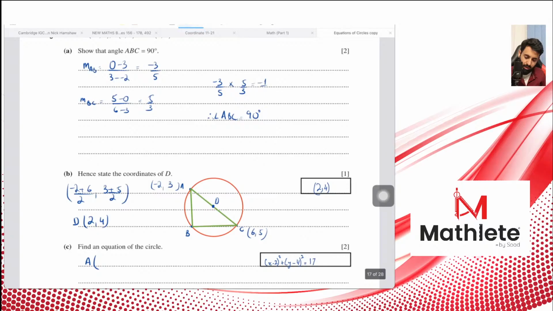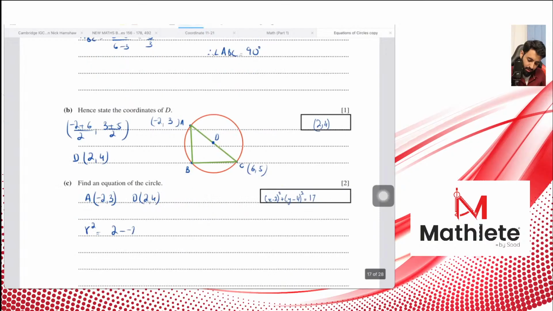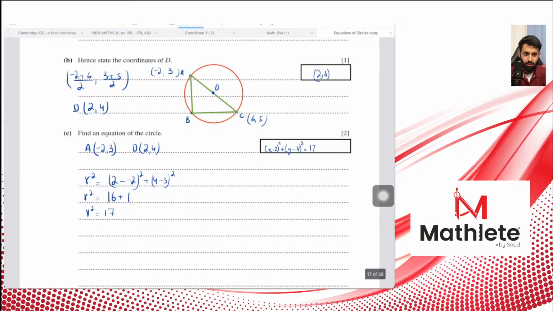So A has coordinates minus 2, 3, and D on the other hand has coordinates 2, 4. So let's find out the radius, or just R squared. So 2 minus minus 2, the whole thing squared, plus 4 minus 3, the whole thing squared. So R squared equals 4 squared, which is 16, plus 4 minus 3, the whole thing squared, which is 1, so r squared equals 17. And there you go. That's enough information for us to find out the equation of the circle.